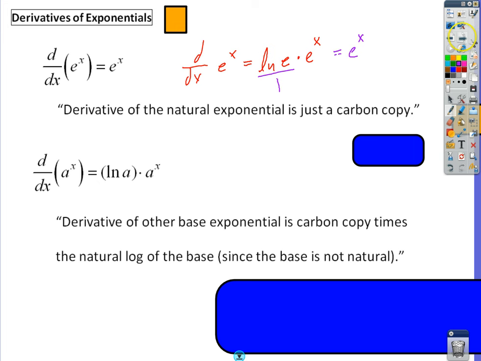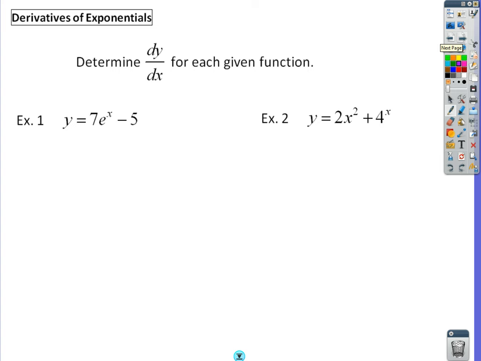Let's go next. Okay, so now we're going to just spend some time doing some examples, and we're going to go through these pretty quickly. So I want to determine the derivative for each of these functions. If I want to do y prime, I want to take the derivative of 7e to the x. I need to break this apart as saying, well, 7 is a constant, e to the x is my function. So when I have a constant times a function, I leave the constant alone, and I multiply it by the derivative of the function. The derivative of e to the x is e to the x. Okay, derivative of minus 5, 0. So there's my derivative. Boom, all done.